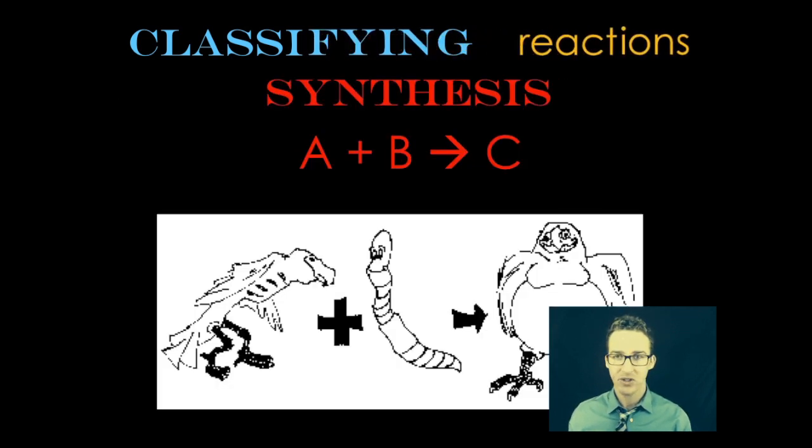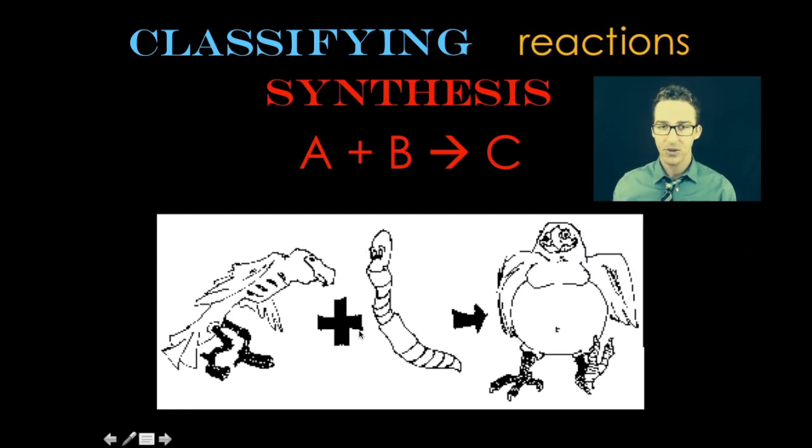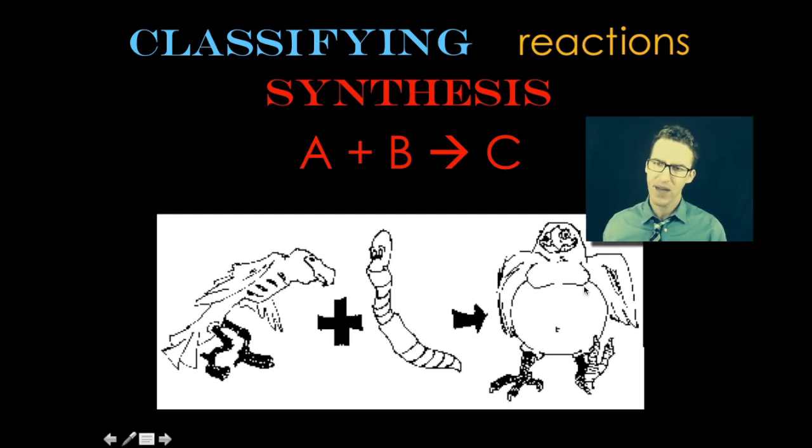Probably one of the best ways to remember this is to think of a really skinny bird coming together with a giant worm. And after the skinny bird eats the giant worm, we get this big fat single bird, big bird.